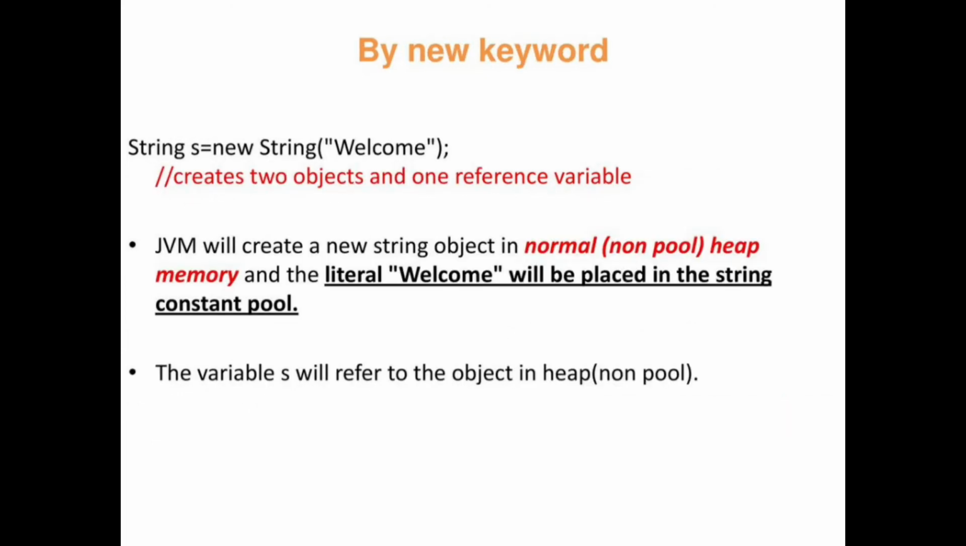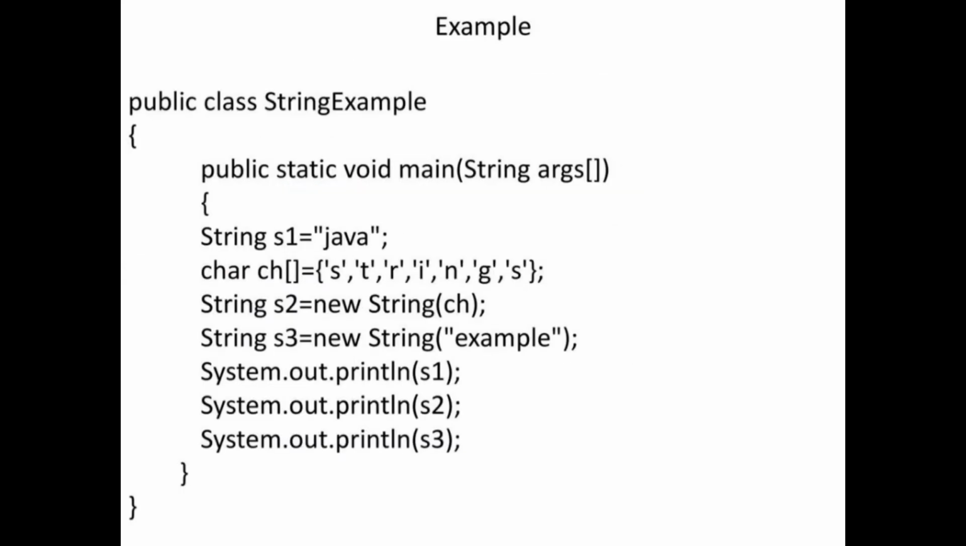By using the new keyword, we create the string like this: String is the class name, s is the string name, is equal to the new operator used here, and the String class name, inside the parentheses write the string within double quotes, and a semicolon. Here it creates two objects and one reference variable. The Java virtual machine will create a new string object in normal, that is non-pooled, heap memory, and the literal welcome will be placed in the string constant pool. The variable s will refer to the object in the heap, that is non-pool.